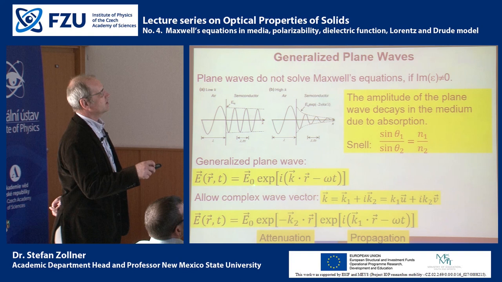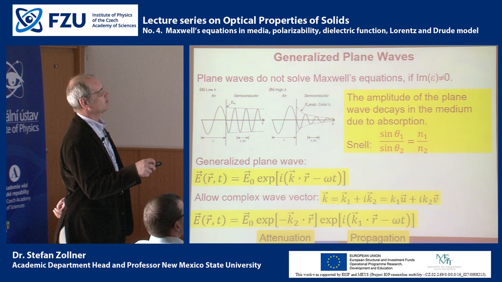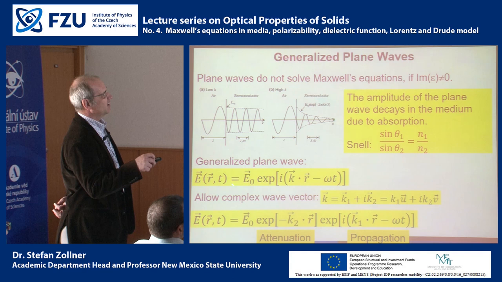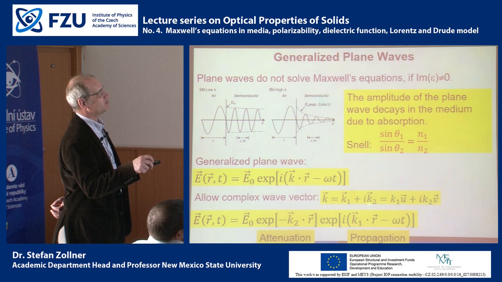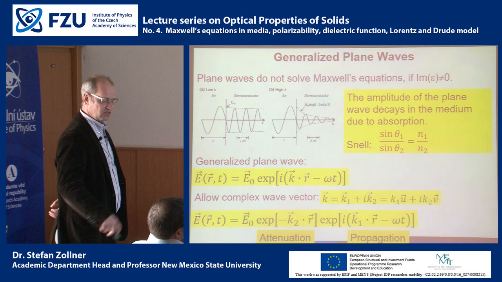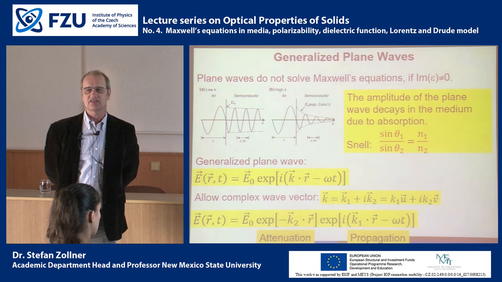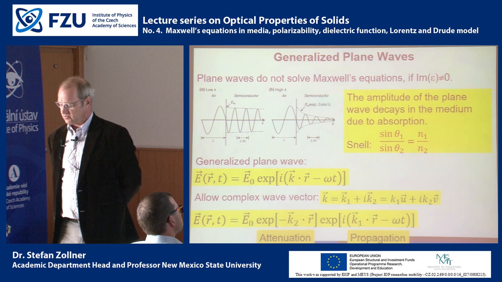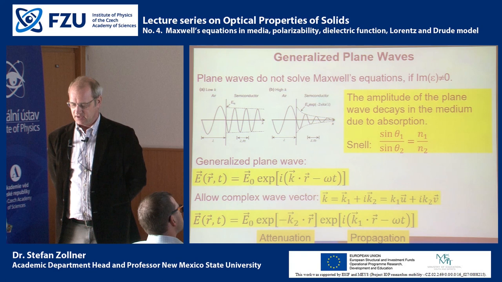And therefore, we need to use this generalized plane wave, which I first found in this book by Mansuripur. And so a generalized plane wave is a plane wave where this k is a complex number. So this vector k has a real part and an imaginary part. And it can be written in terms of these unit vectors u and v, which describe the direction of the wave vector, especially its real part and its imaginary part.